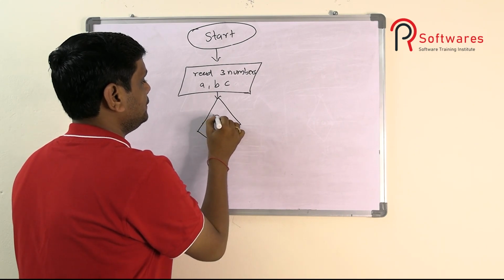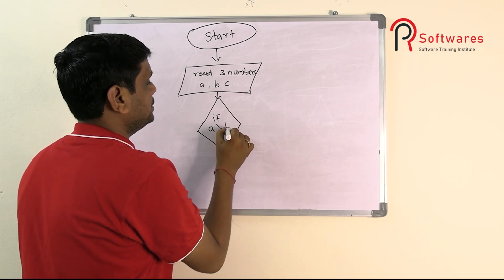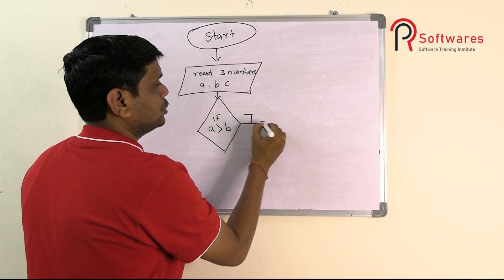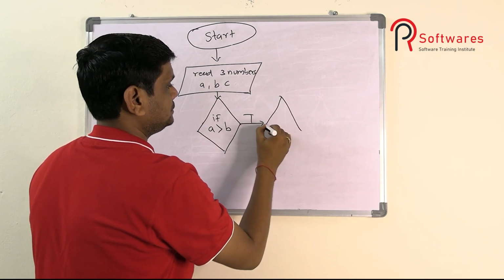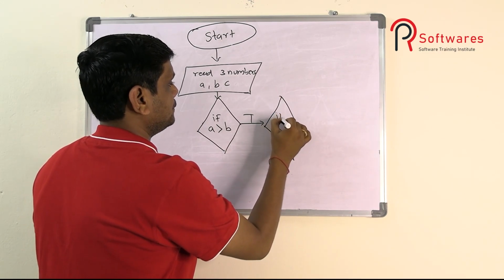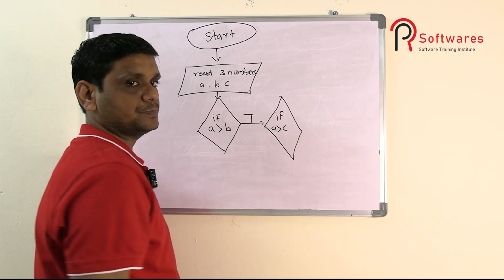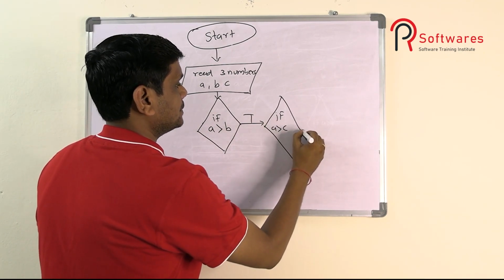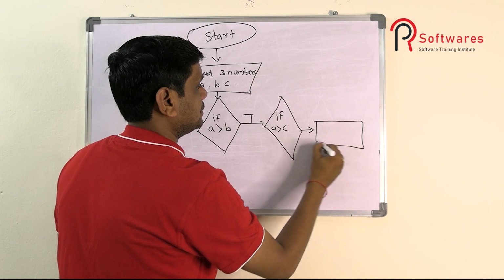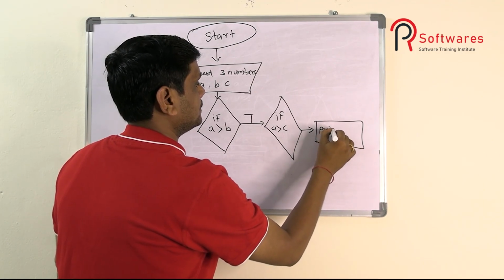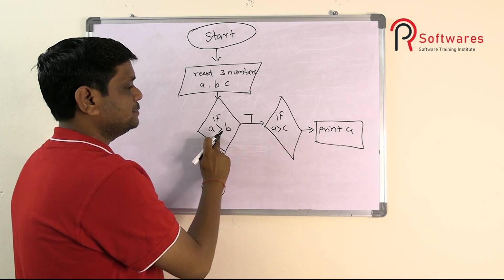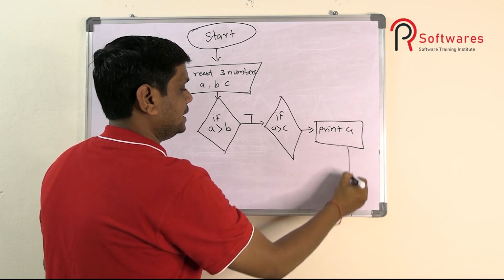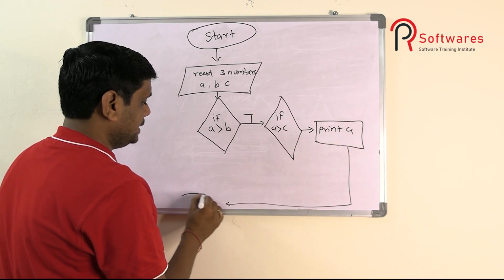After that, we will write a condition. What is the condition? If A is greater than B. If this condition is true, true means check one more condition. I will check if A is greater than C. If this is also true, then what do we have to print? This box is nothing but print A. Observe very carefully. If this is true, it will print A, and it will come to the end and say end.